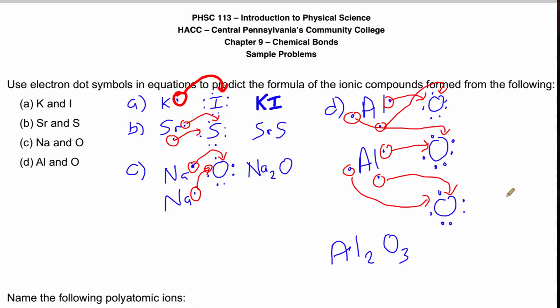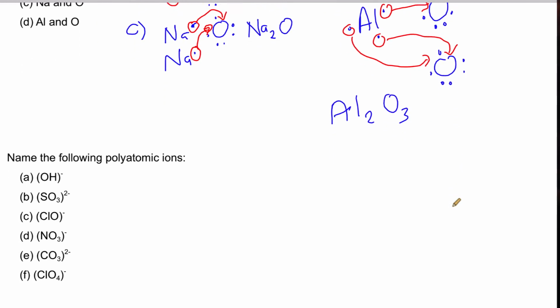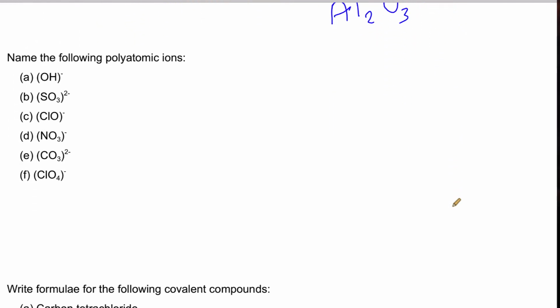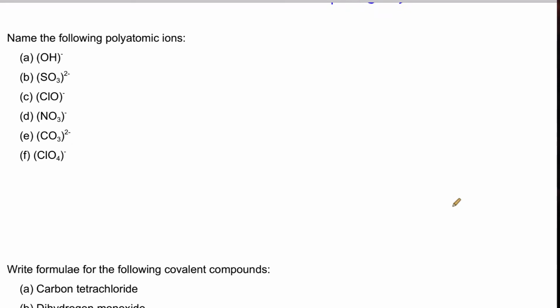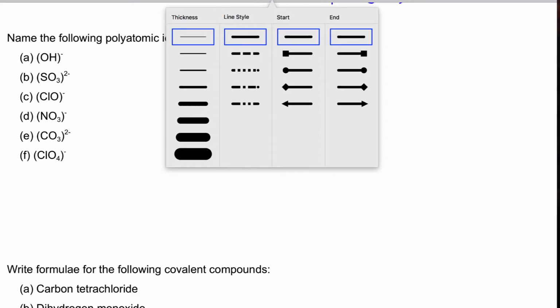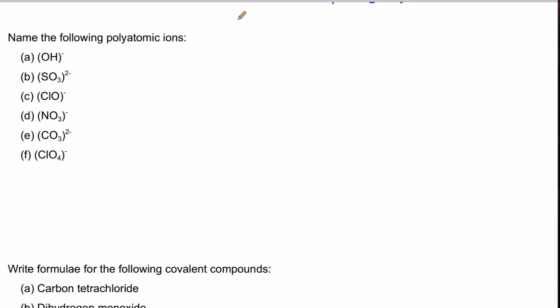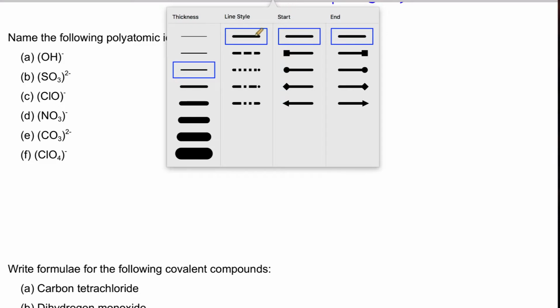So let's move on to our second question here. And in the second question, we are actually naming some polyatomic ions. To do this, you would use your textbook, and you would use your textbook table 9.3. So you will need table 9.3, and all you need to do in this case is to be able to find these specific polyatomic ions in that table and find their names. And what you'll find if you do that is the following names.